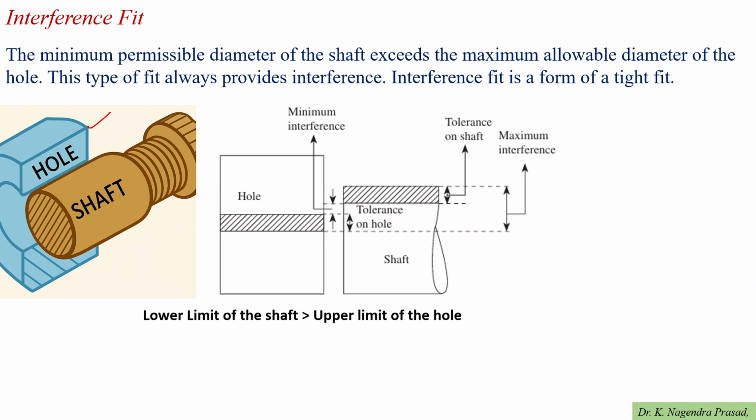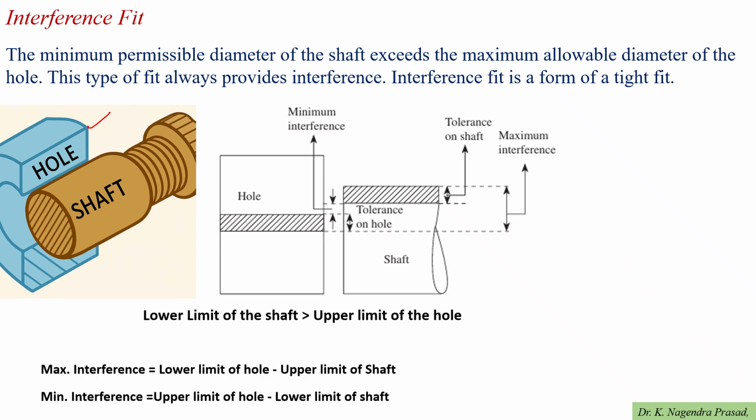And the amount of interference depends on the lower limit and upper limit of the hole and the shaft. So what does the maximum interference mean? This is the maximum interference. What is the amount of maximum interference? It is the difference between the lower limit of the hole and the upper limit of the shaft. So maximum interference is equal to the lower limit of the hole minus the upper limit of the shaft.